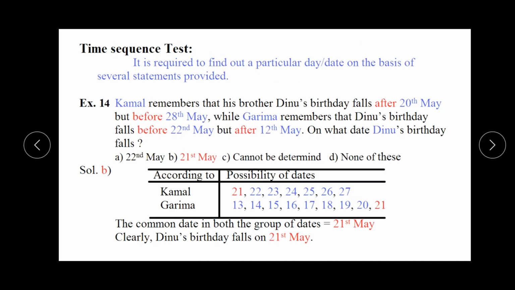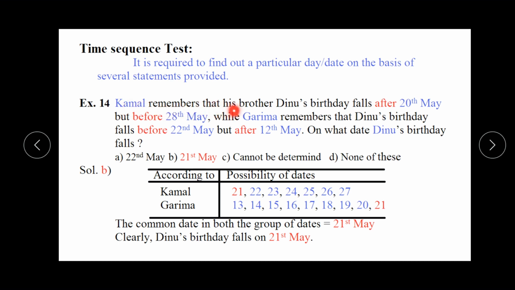The third topic is the time sequence test. It is required to find a particular date on the basis of several statements provided. It means possible dates or days are told to us, and we will assume on which particular day or date they are talking. From the example, let us understand.